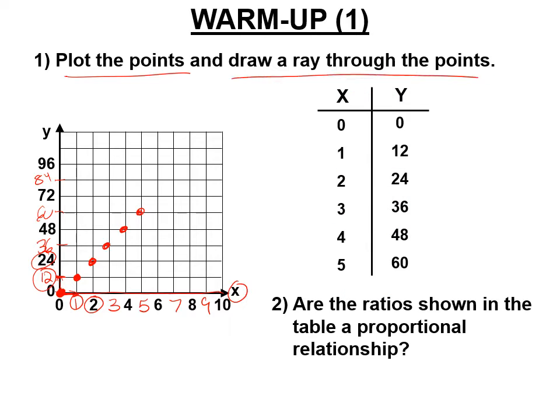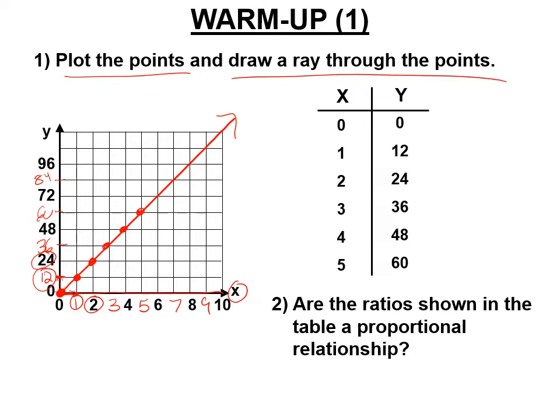And now we're going to draw a ray through the points. So what is a ray? A ray is a straight line, although all lines are straight in math. But a line has an arrow on both ends. A ray only has an arrow on the one end, and we're going to put it on that end. We're going to start at 0, 0 and go on forever. That's what this arrow would indicate.